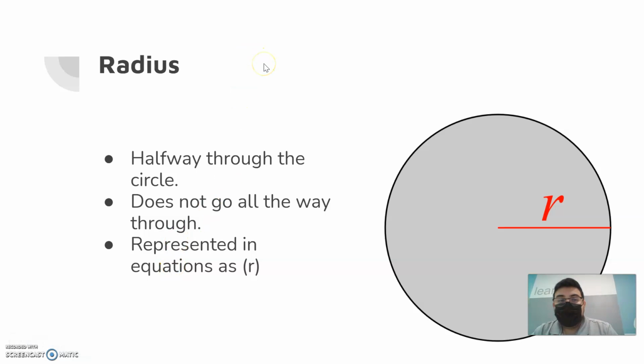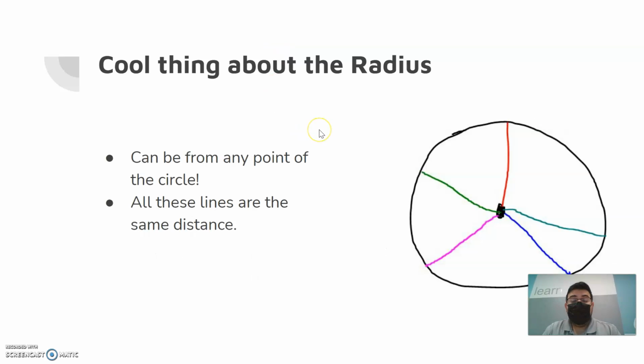All right, so a radius is a line that goes halfway through the circle. It does not go all the way through, and it's represented in equations as r. It just has to be half of the line all the way through. The cool thing about the radius is that it can be from any point of the circle. So all of these lines, even though they're coming in at different directions, it's still the same number. The radius is the same throughout the whole circle.